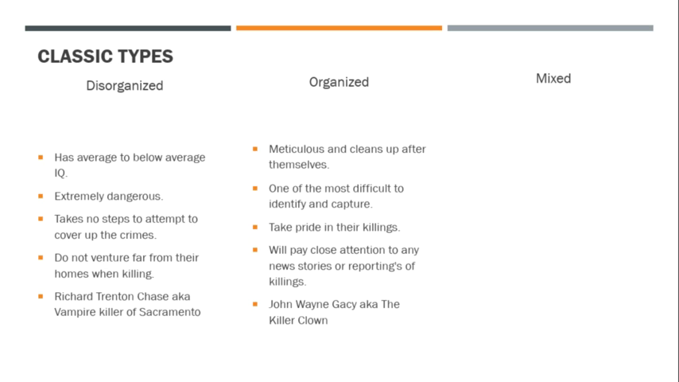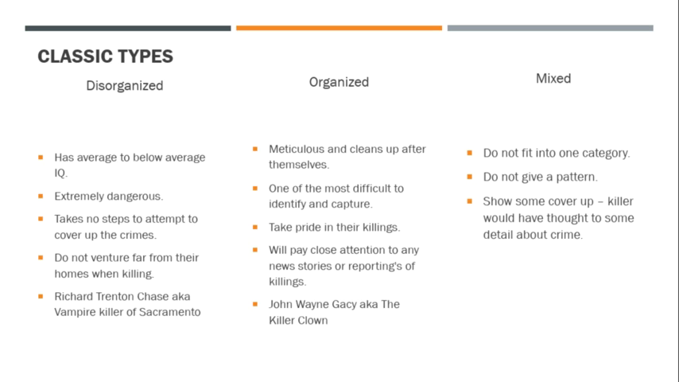The third type is the mixed type. These carry characteristics that are similar to both organised and disorganised types, but they don't fit neatly into either of these categories and therefore have their own. A mixed serial killer is harder to investigate when finding the offenders of the crime because they do not give a pattern. The crimes committed by a mixed serial killer show some sort of cover-up, as the killer would have had some thought about the crime. Due to great panic, there is usually a large amount of physical violence inflicted upon the victim. An example of this that you could look into is Richard Ramirez.